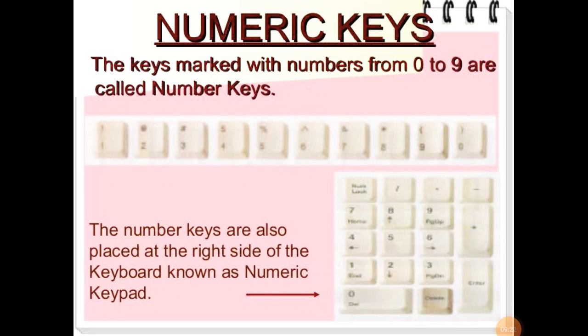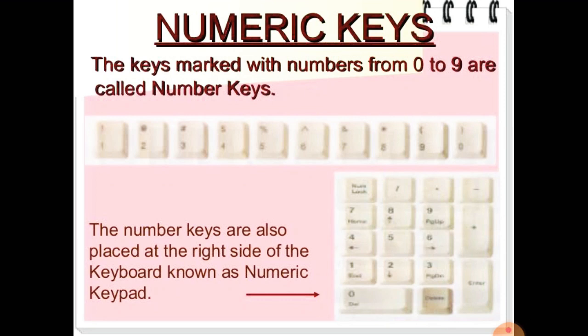After that, children, we find the numeric keys. Numeric keys enable us to type numeric characters. The numeric keys are located just below the function keys. They also have some special characters printed on the top side. The keyboard also contains a numeric keypad located to the right of the keyboard.